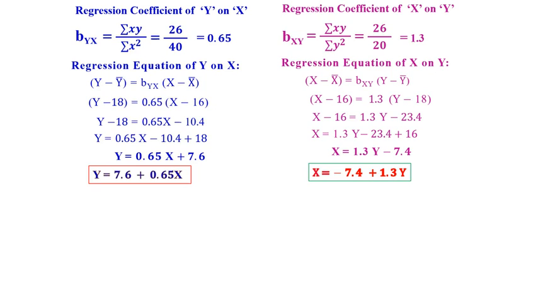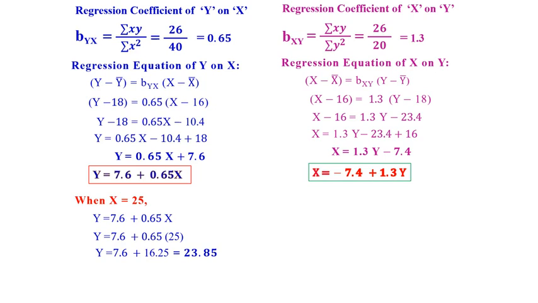Now find out the dependent values when independent values are given. X is given and y is given. So let us do it. When x is given as 25, use the y on x formula: y equals 7.6 plus 0.65x. So substitute 25 in the place of x. 0.65 into 25 will be 16.25. So when x is given as 25, y becomes 23.85 on the basis of the above relationship.